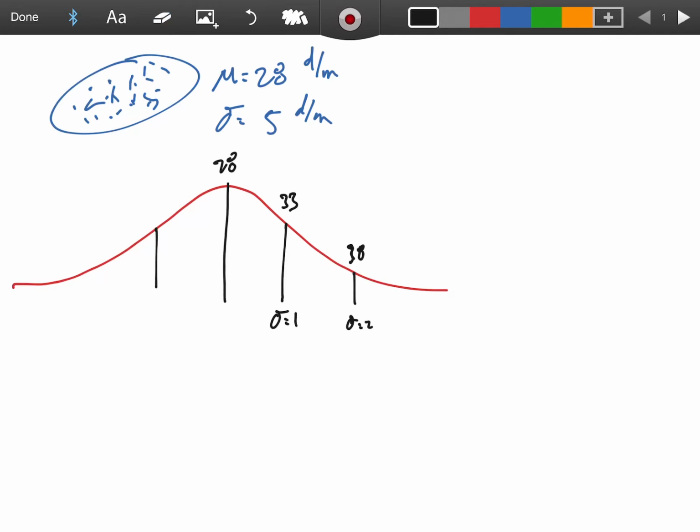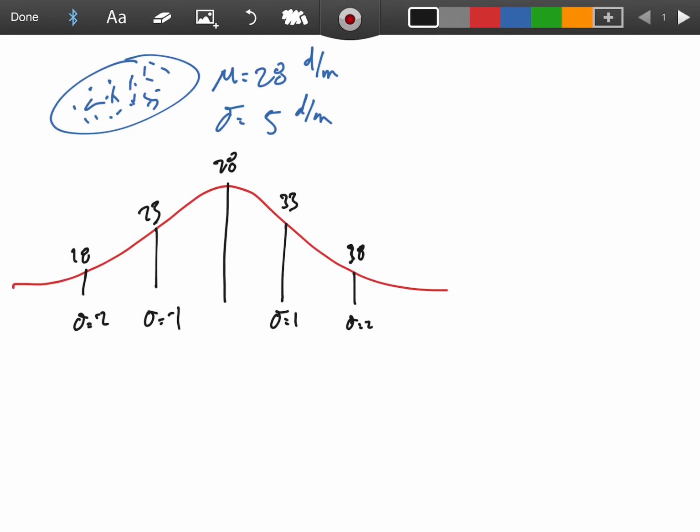And then on the other side, I could go to minus 1 standard deviation. So this would be 23 donuts per month. And I could go over here to minus 2, and this would be 18 donuts per month, right? I'm just subtracting 5 to get to here and subtracting 5 again to get to there. So now we're looking at this and saying, okay, here's the spread of our distribution, and here are some values of standard deviations.